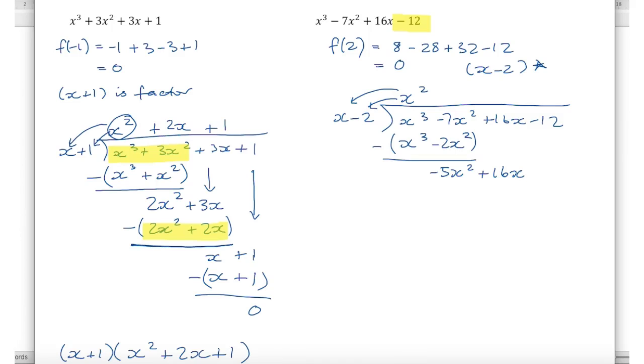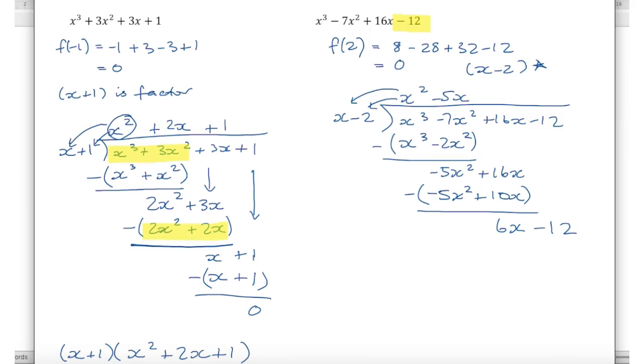So now I've got two terms. I'm going to say how many x's go into negative 5x squared. So that's going to leave negative 5x. So negative 5x times x is negative 5x squared. And negative 5x times negative 2 is positive 10x. So taking this away, my x squared has disappeared. And 16x take 10 leaves 6x. I'm going to bring down that negative 12.